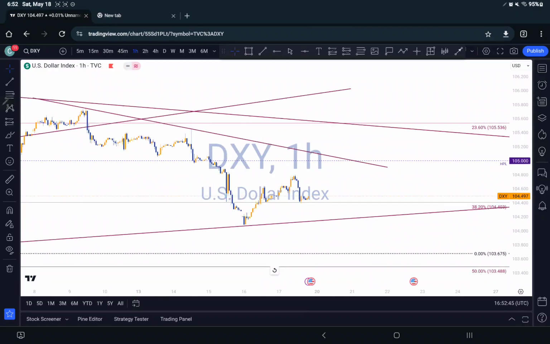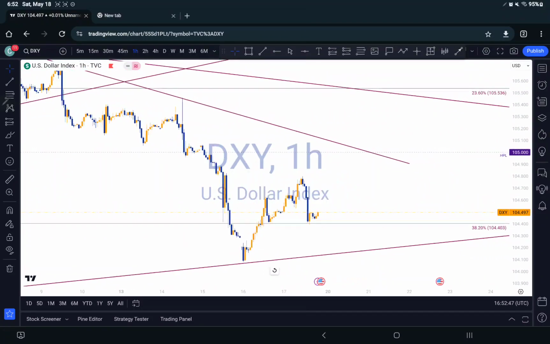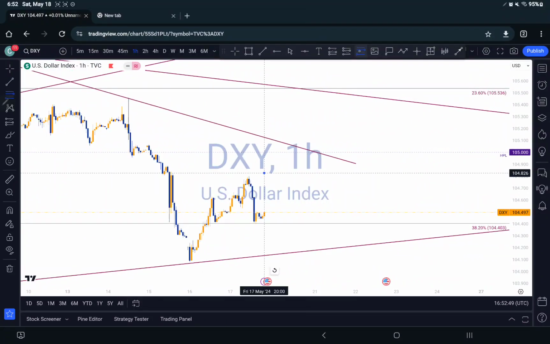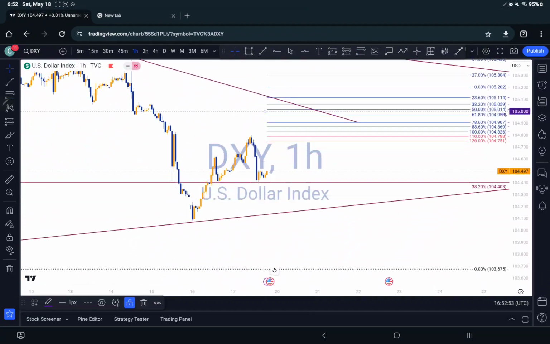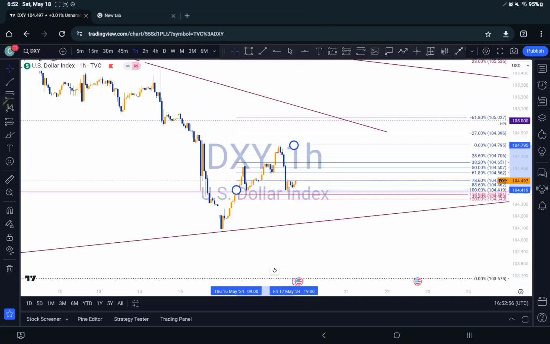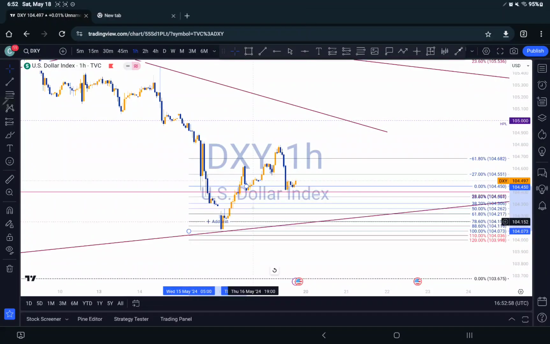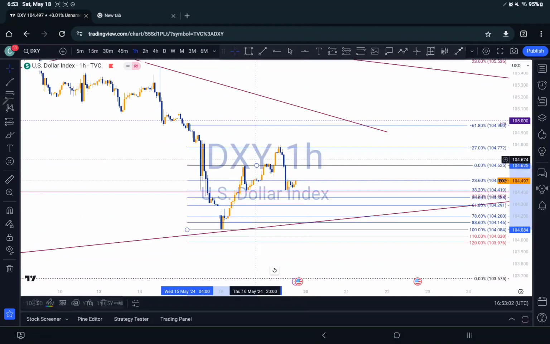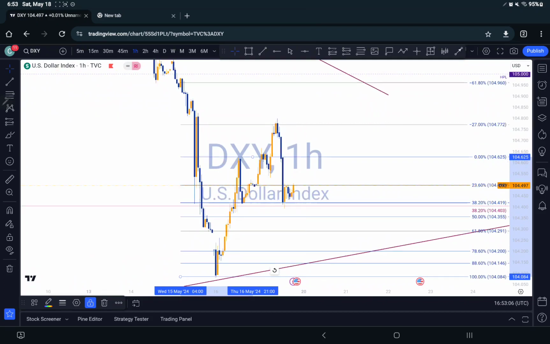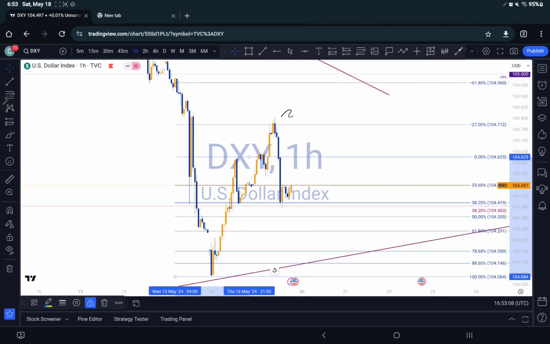So we can see right here, right? If I draw a mini fib from point A here to point B right here, we can see that we currently hit my negative 27% fib level right around here to push to the downside, and we're currently around this area right here.